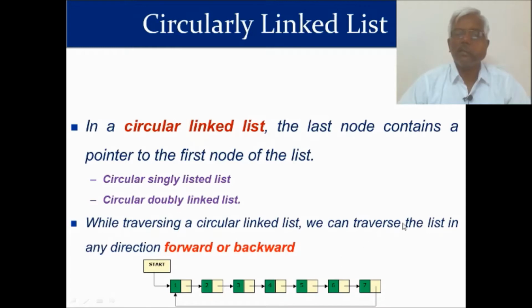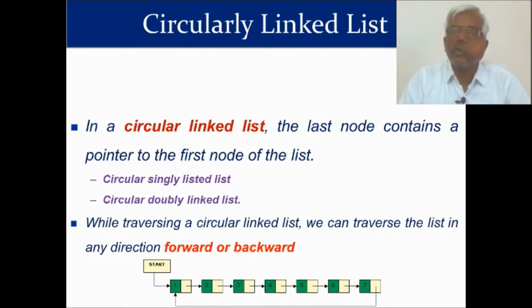The start, as usual, points to the first node, which points to the second node, which points to the third node, which points to the fourth node, which points to the fifth node, which points to the sixth, and the sixth points to 7, and finally the last node of the list, 7, points to the first node. This is the only difference between a singly linked list and a circularly linked list.